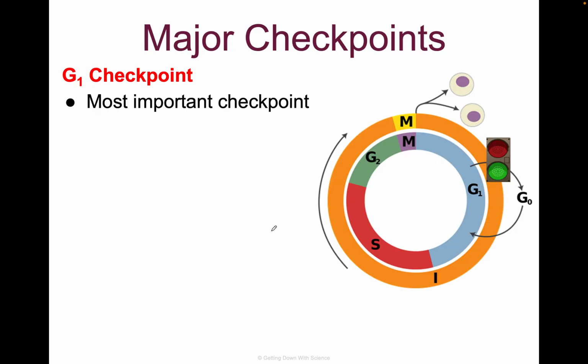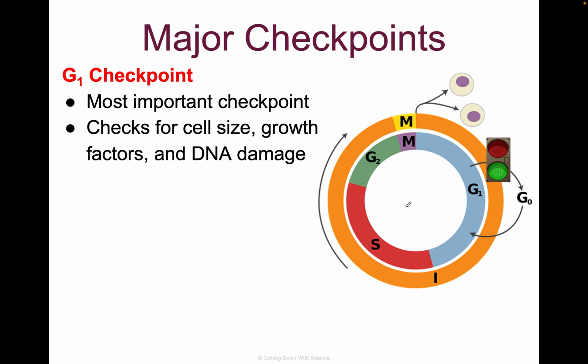So the G1 checkpoint is the most important checkpoint. You can see it right over here. Boom. It's long. It's the most important checkpoint. It checks to make sure that the cell has enough stuff, right? So it checks for cell size. It checks for growth factors, if there's anything missing that the cell needs in order to grow and divide. And more importantly, it checks for DNA damage. So there's a built-in mechanism in your body that if your DNA is damaged, we're not going to replicate that cell.